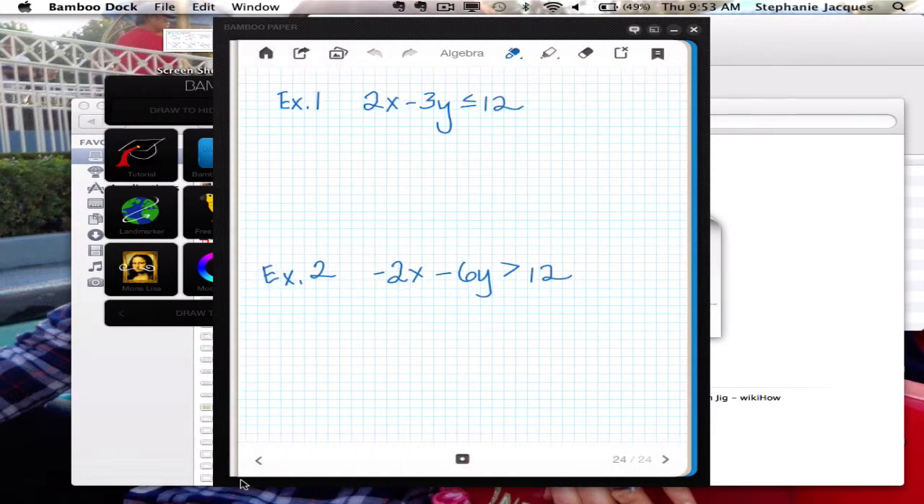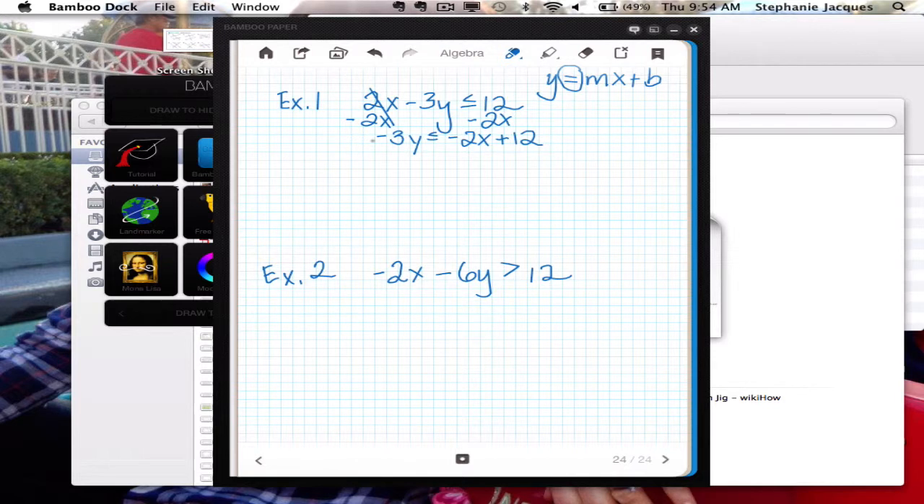So the first one that I have is 2x minus 3y is less than or equal to 12. And remember, we want to put that in slope-intercept form. So slope-intercept form is y equals mx plus b. Obviously, for our purposes, we're going to have an inequality sign here, but it's still the same format. So let's put it into slope-intercept form. I'm going to subtract 2x, and now I have negative 3y is less than or equal to negative 2x plus 12.